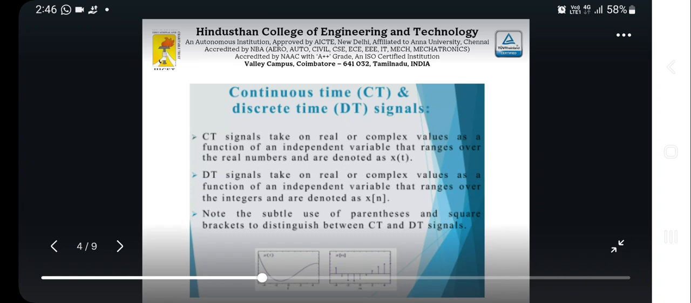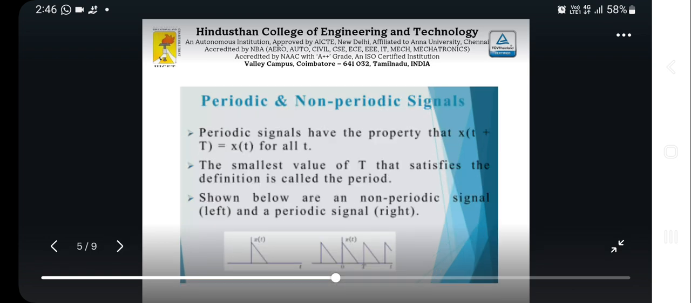Next one is periodic and non-periodic signal. Periodic signals have the property that x of t plus T is equal to x of t for all values of t. The smallest value of capital T that satisfies the definition is called the period. This is a signal flow graph for periodic signal and non-periodic signal.